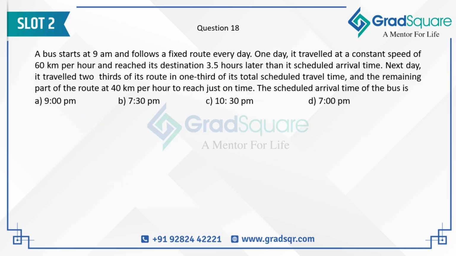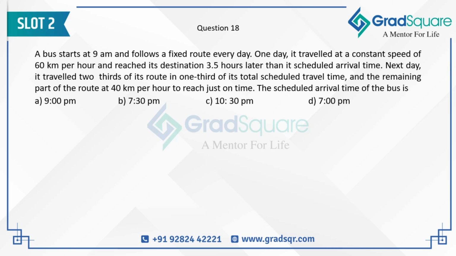Now, a bus starts at 9 a.m. and follows a fixed route every day. One day it traveled at a constant speed of 60 km per hour and reached its destination 3.5 hours later than its scheduled arrival time. Next day, it traveled two-thirds of its route in one-third of its total scheduled travel time and the remaining part of the route at 40 km per hour to reach just on time. So the bus reaches on time. The scheduled arrival time of the bus. So the usual time is the question.